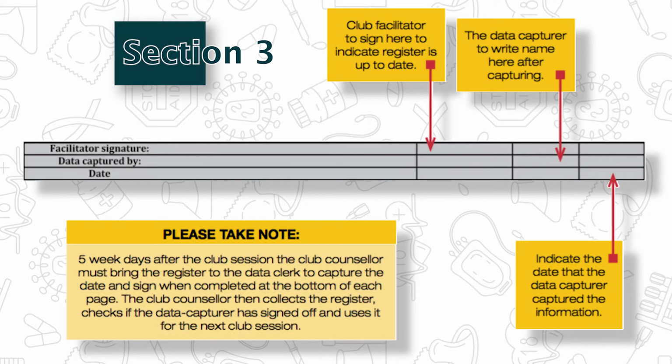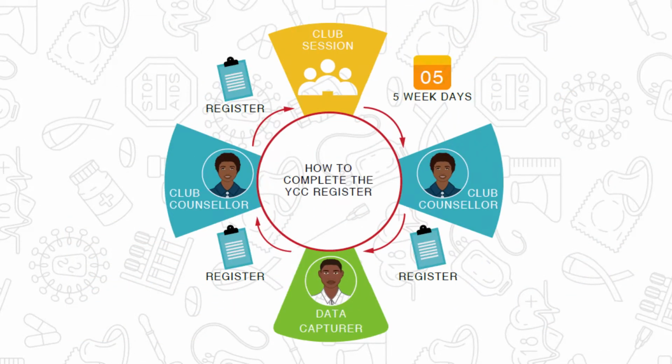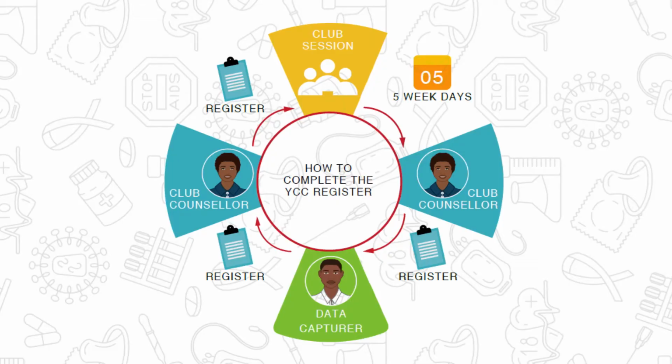Section 3 is completed when the club facilitator and data capturer sign and write their names and the dates at the bottom of the register. Register completion should happen within 5 weekdays after the club session. It's up to the club counsellor to take the register to the data capturer. Make sure that the data capturer has signed it, take it back, and use it for the next club session. The club counsellor must make sure that the register is signed and kept safe.